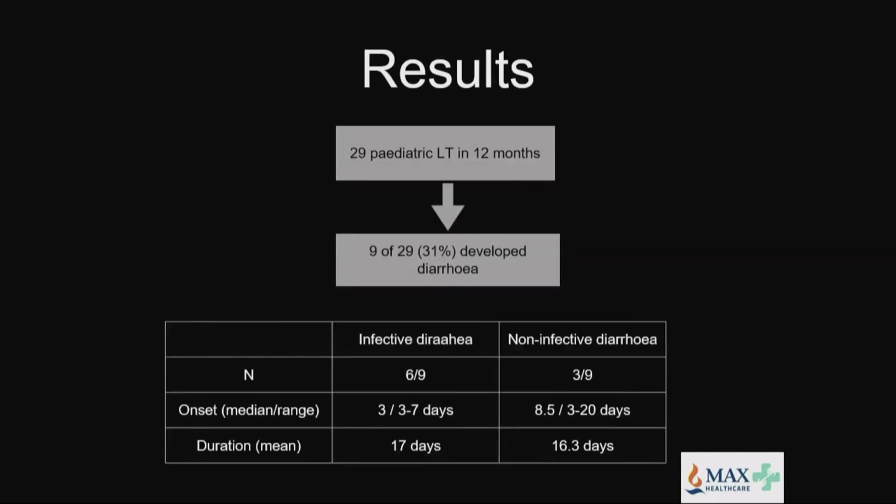In the inclusion period of those 12 months, we performed 29 liver transplants for children. 9 out of these 29 actually developed diarrhea. So it is 31%, which is much higher than what has been reported in other liver transplant units. Infective diarrhea was in 6 out of 9, non-infective was 3. The onset was at a median of almost 3 days, versus the non-infective at almost 8.5 days. We've not tried to implement any test of significance as the numbers are very small.